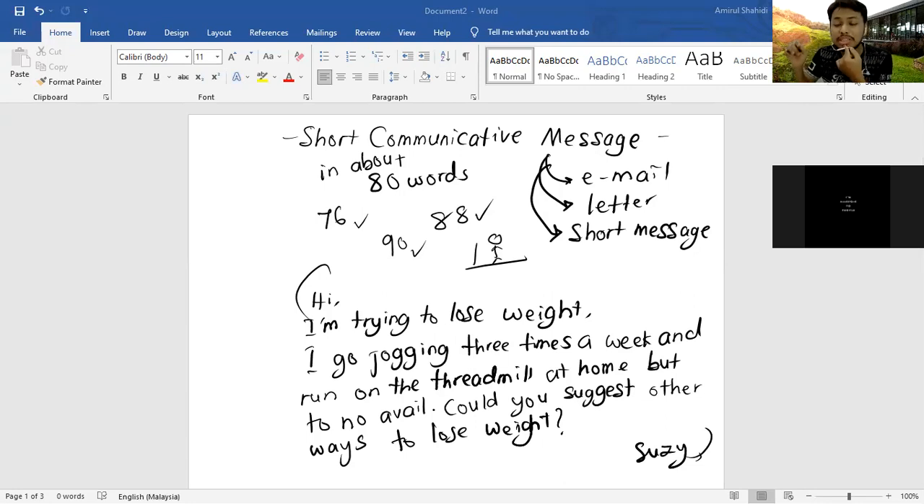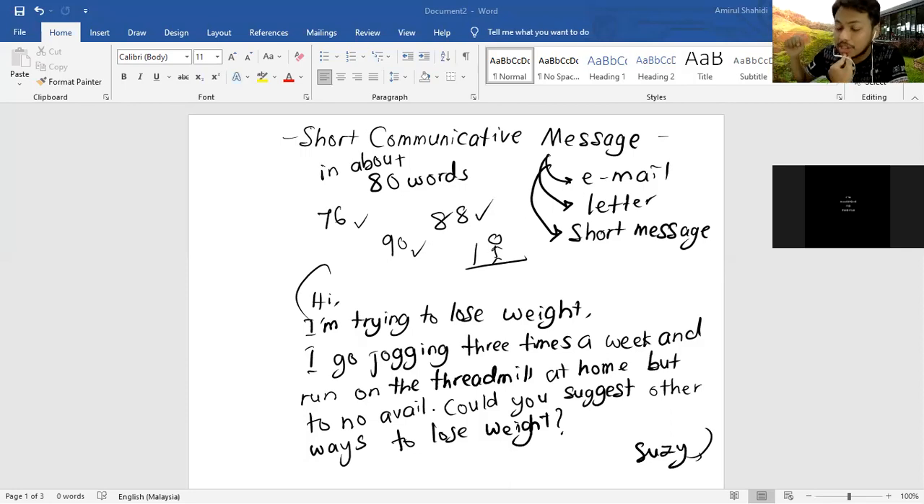Kita ni beat around the bushes. Dah banyak perkataan kita bazirkan kat situ. Dapat markah ke tak? Tak dapat markah pun sebab tak ada content. Content pun letak dekat ujung-ujung pula. That's the problem. So how to reply? You can say this. Hi Suzy, I think you should go for Atkins diets to lose weight because you know that jogging 3 times a week is not effective at all. So how about try to eat healthily?